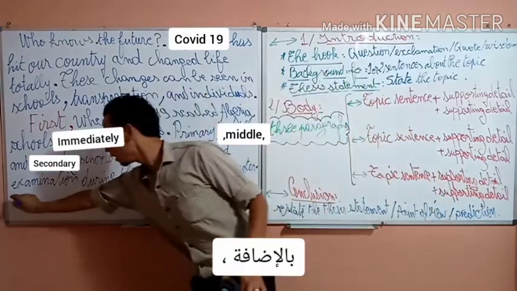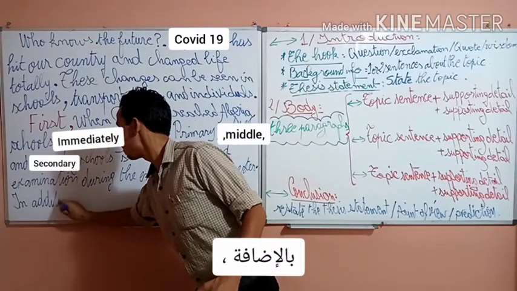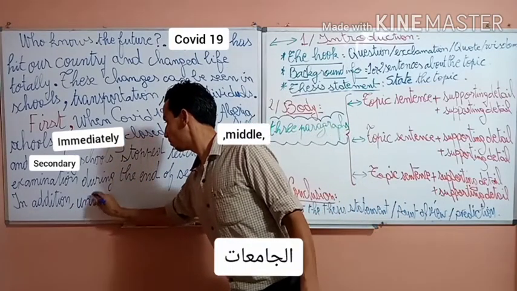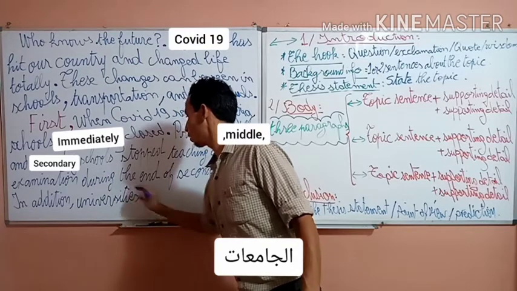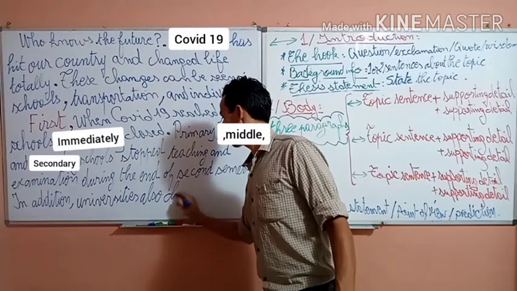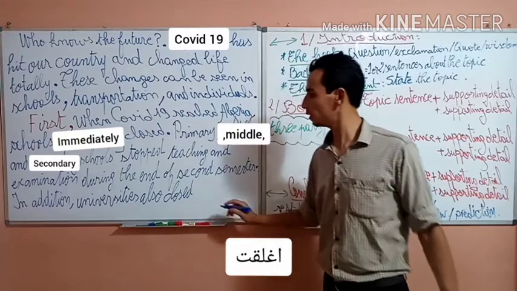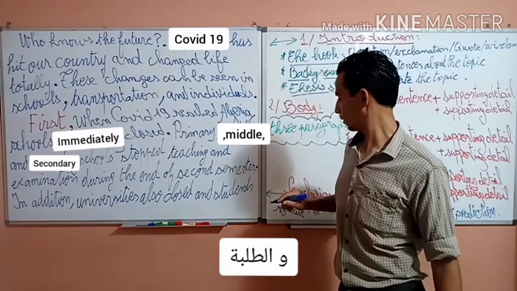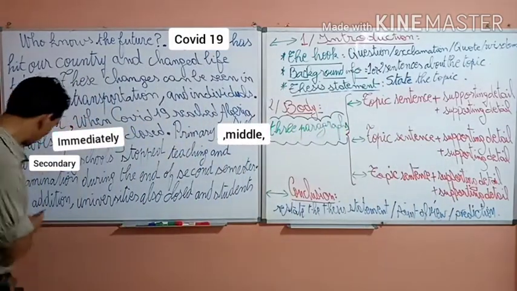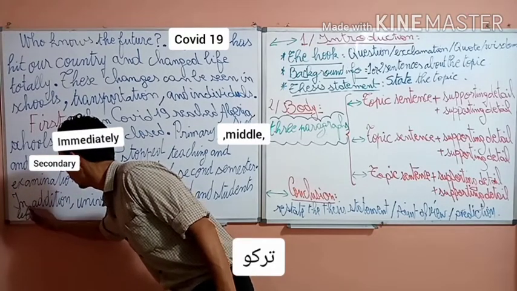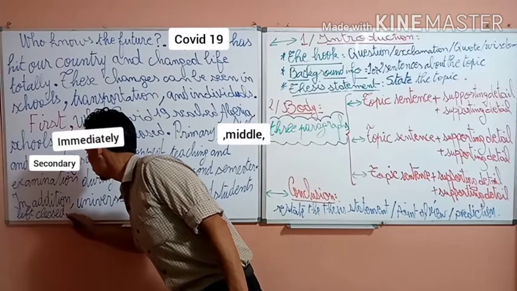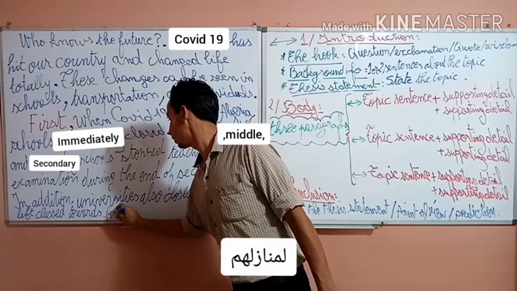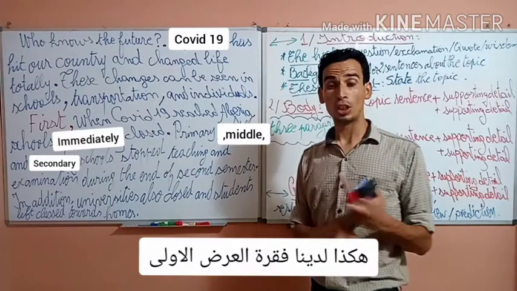Full stop. In addition, comma, universities also closed and students left classes towards homes. Full stop. Like this we have first body paragraph.